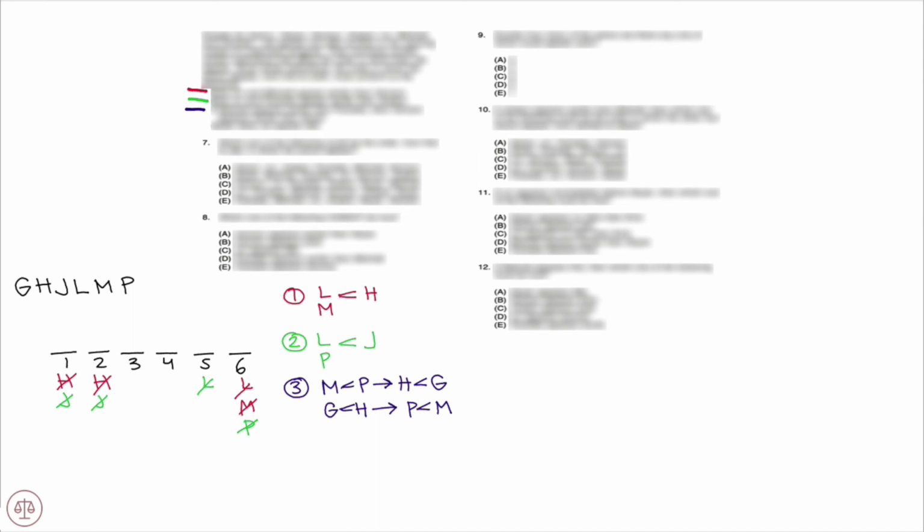And rule number 4: G does not appear last. So G, not last. So that means last is going to be either H or J. All right, so as our setup, our rules, and our deductions, let's go ahead and hit the questions.